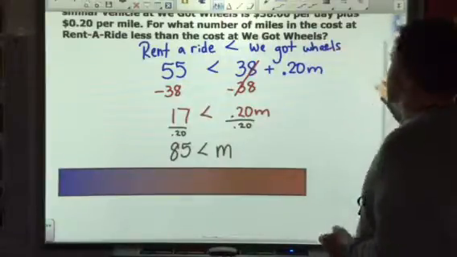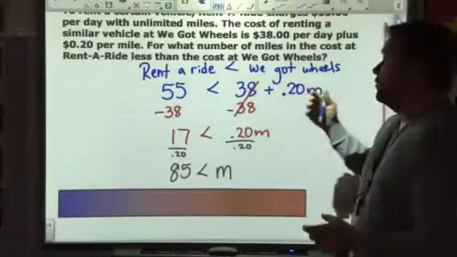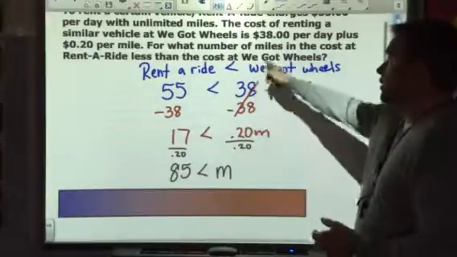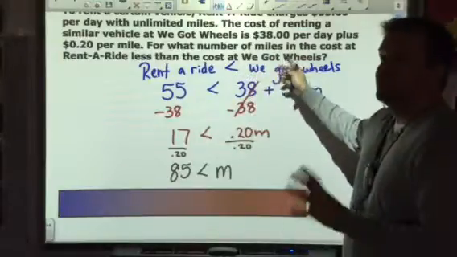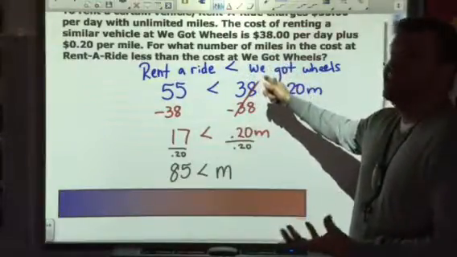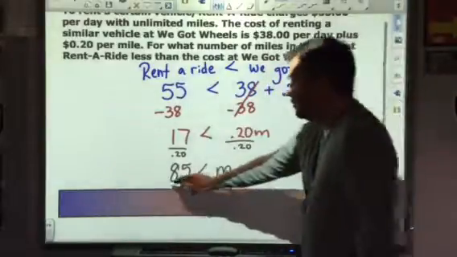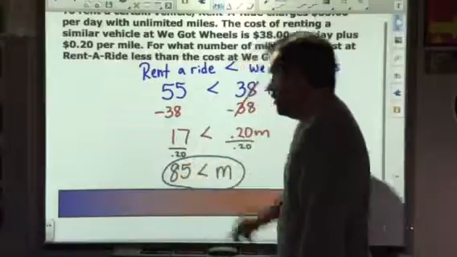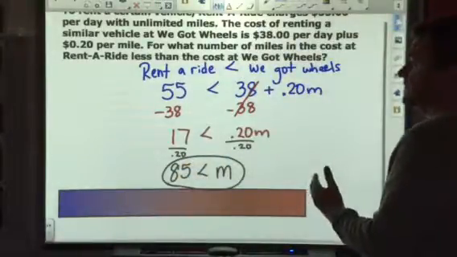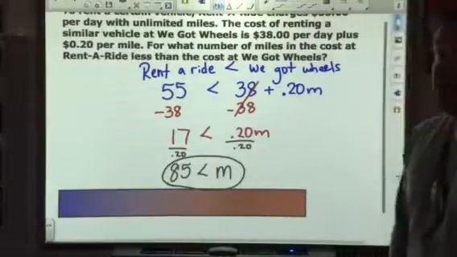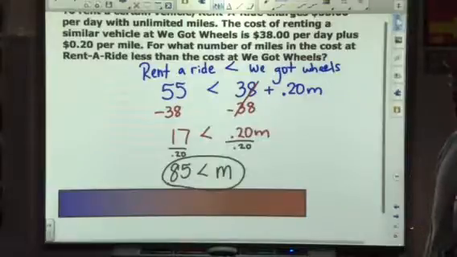I want you to go back and think about this for a minute. We know that if we were only going to drive it 1 mile, we would go to We Got Wheels. 2 miles, still the same place. 3 miles, 4 miles, 10 miles, 50 miles. It is up until this point, when we are doing 85 miles, that We Got Wheels would be less. Once we do 85 miles, that's when we would choose to rent from Rent-A-Ride.